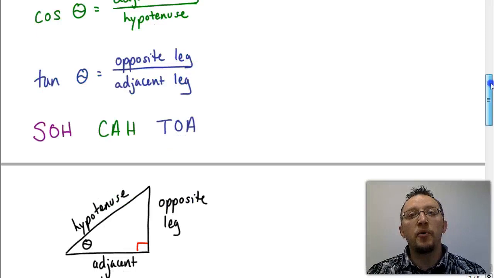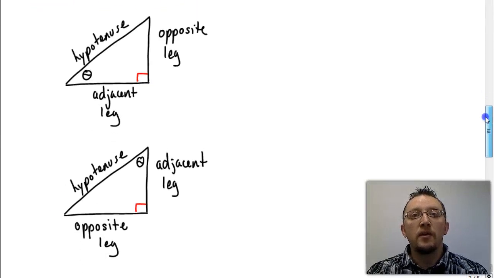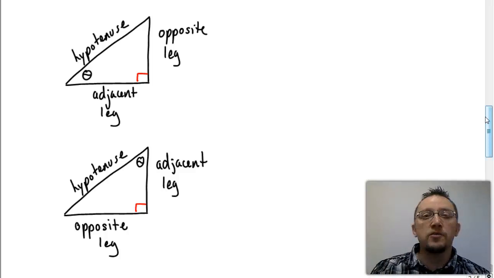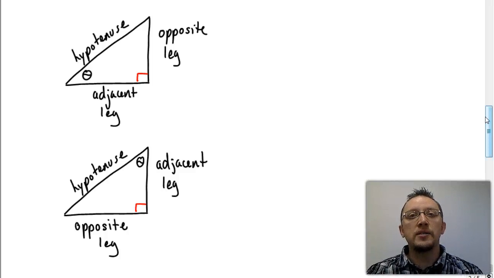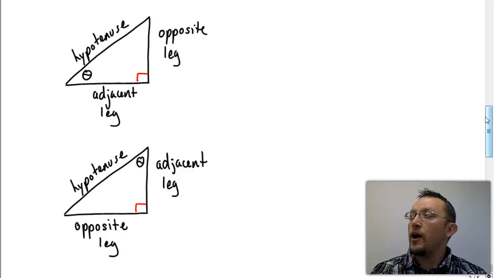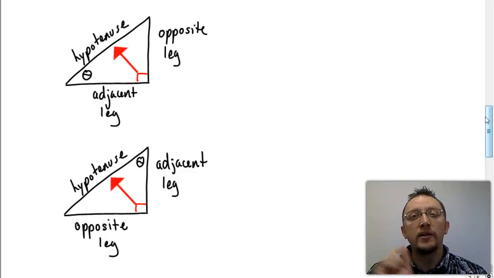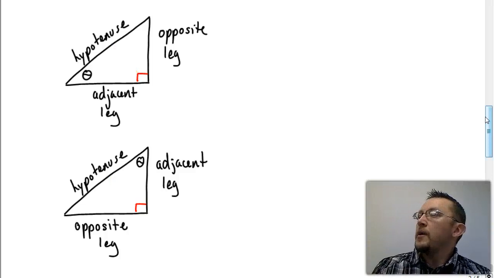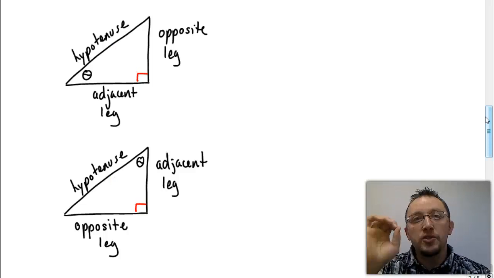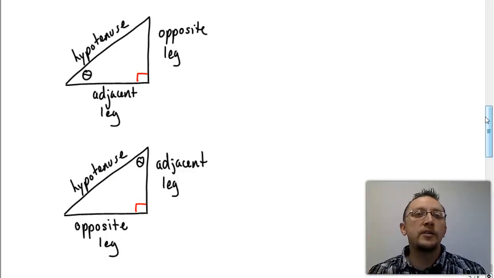So let's talk about the parts of a right triangle. All those ratios are referring to the different parts of a triangle. As you can see from both of these right triangles, the hypotenuse is always the longest side of a triangle. Therefore, it's always the side across from the right angle, and we identify the right angle with that little box. You also see that little circle with the squiggly line through it. That's referring to the angle measure.